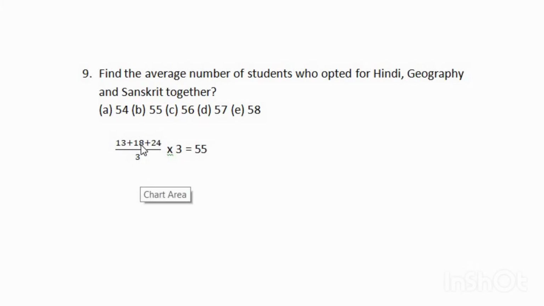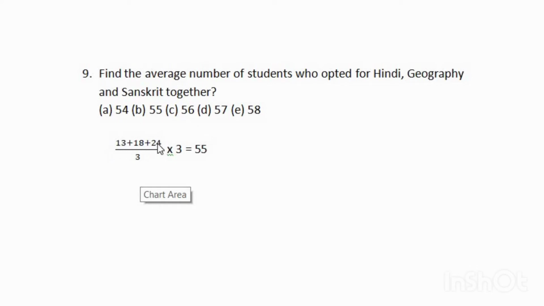So 13 plus 18 plus 24 divided by 3 into 3. This 3 is the total number of students, 300. Why don't we write 300? Because 13% is 13 divided by 100 into 300, and 2 zeros get cancelled. Here also 18 by 100 into 300, 2 zeros get cancelled. 24 by 100 into 300, 2 zeros get cancelled.